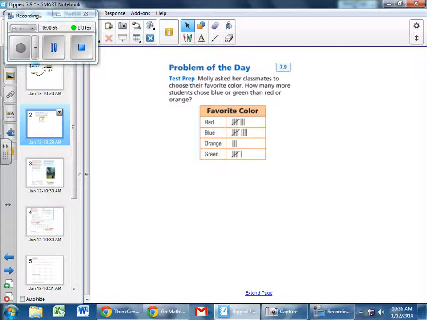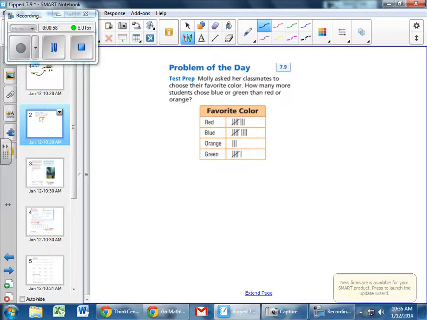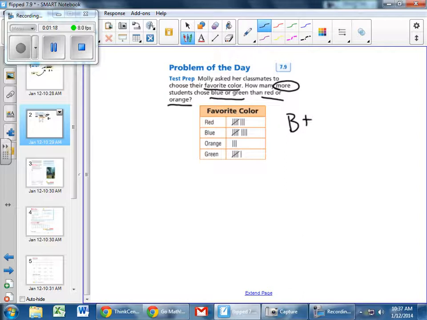Test prep. Molly asked her classmates to choose their favorite color. How many more tells us we're going to have to do something special: students chose blue or green than red or orange. So we need to look at how many chose blue or green. So blue plus green. Blue has a bundle of 5 plus 4 more, so blue has 9. And green has a bundle of 5 plus 1, which is 6. 9 plus 6 equals 15.